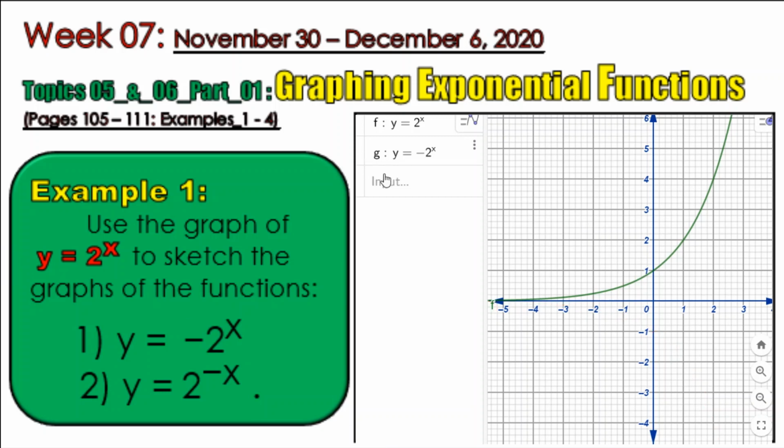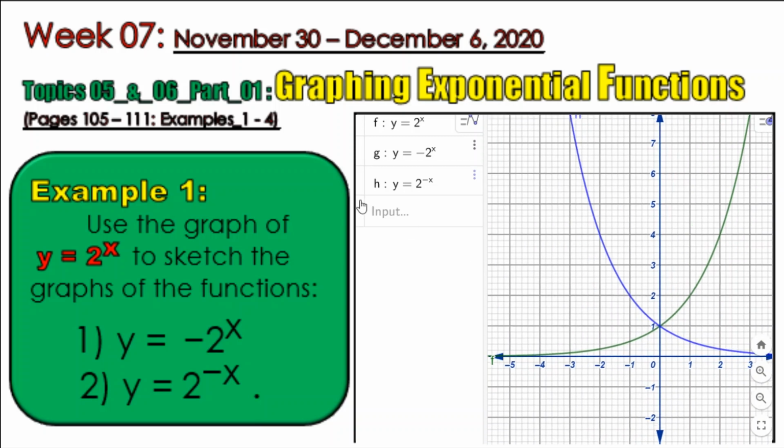Okay, how about if we compare this graph y is equal to 2 raised to x to the graph of the next function, y is equal to 2 raised to negative x. Okay, so this is the graph of y is equal to 2 raised to negative x. What can you say about the graph of these two functions? Okay, any observation?